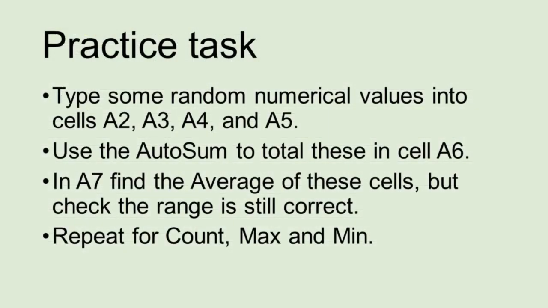Practice task. Type some random numerical values into cells A2, A3, A4 and A5. Use the auto sum to total these in cell A6. In A7, find the average of these cells, but check the range is still correct. Repeat for count, max and min.